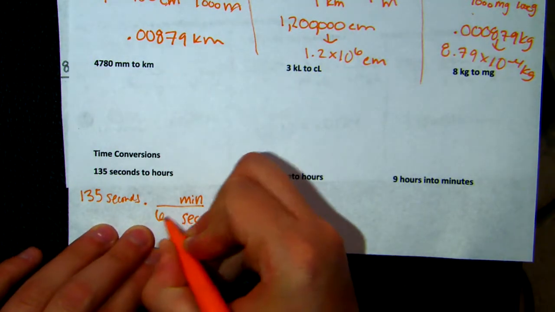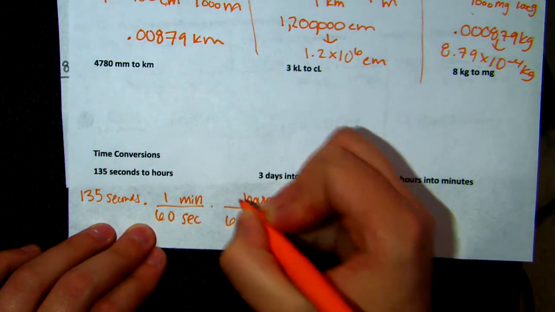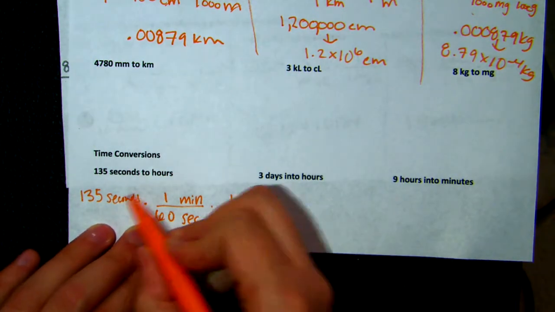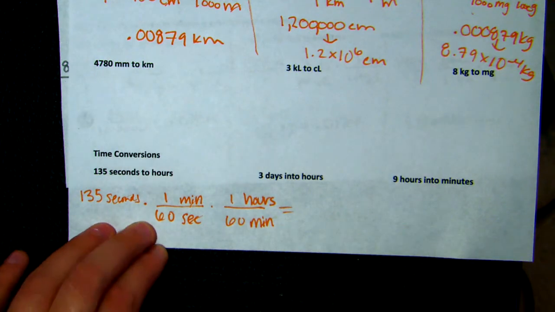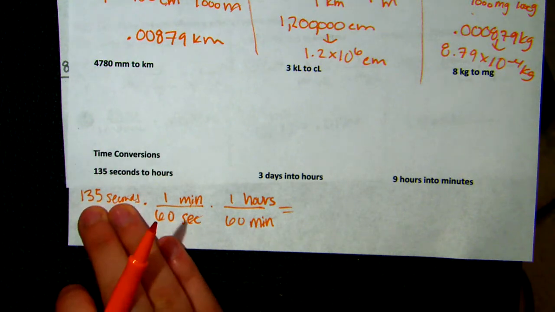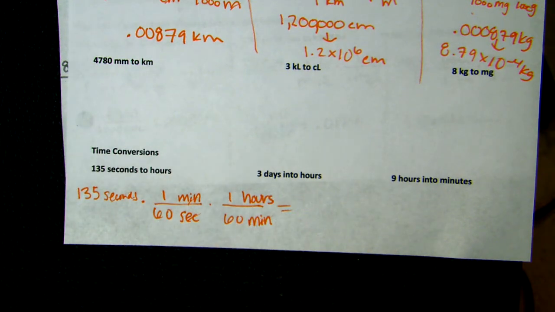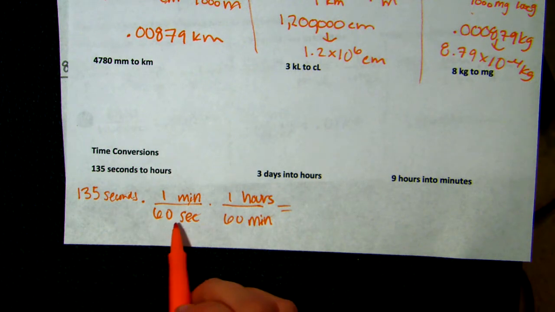How many seconds are in a minute? Well, we know that there's 60 seconds in 1 minute. How many minutes are in an hour? Well, there's 60 minutes in 1 hour. So I can make sure I'm doing it right. I can check off all my units and see that I have 1 in the numerator and 1 in the denominator. Good. So if I'm going to put this in my calculator, I'm going to start with, in my numerator, 135 times 1 times 1. So I'm just going to put 135 in my numerator. And in my denominator, I'm going to do 60 times 60.